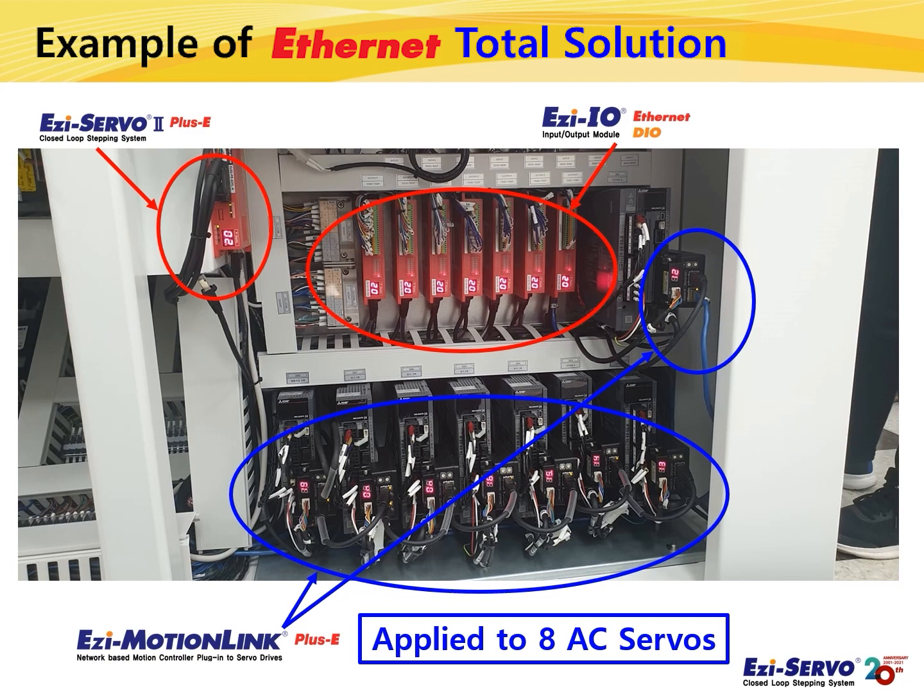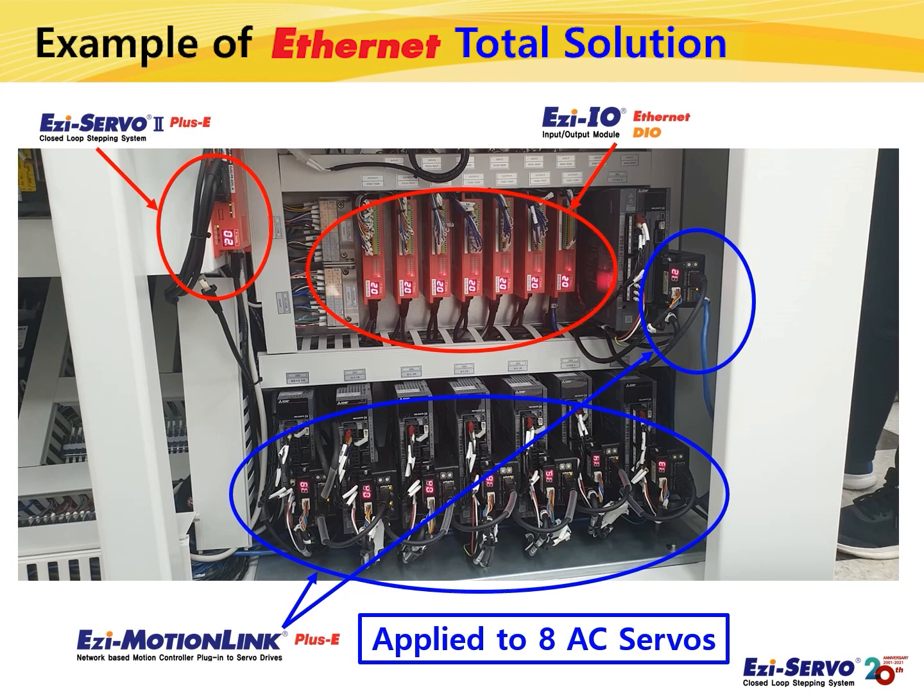Ezi-MOTIONLINK units are connected by daisy chain using Ethernet ports, and they are also connected with Ezi-SERVO 2 Plus E and Ezi-IO Ethernet DIO of FASTECH by daisy chain through Ethernet communication. With simple wiring, AC servo and Ezi-SERVO can be driven by one Ethernet network at the same time. At this machine, I/O module is also connected.